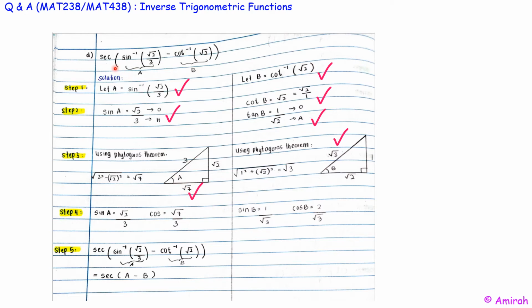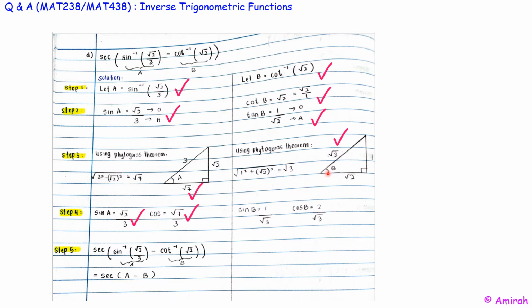Since the given question is in terms of sec, we just need to find sin A and cos A. So from here, sin A equals root 2 over 3. Root 2 is the opposite, 3 is the hypotenuse, but actually it was already here earlier. And then cos A equals adjacent over hypotenuse, so root 7 over 3.